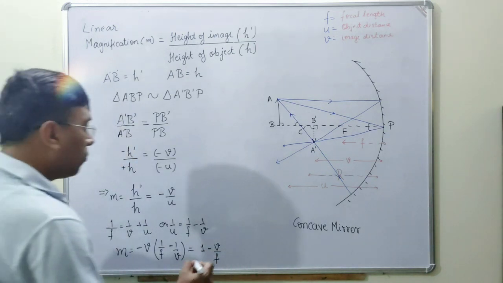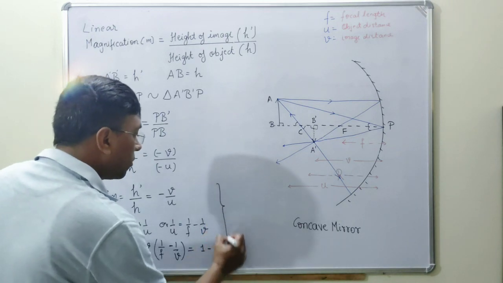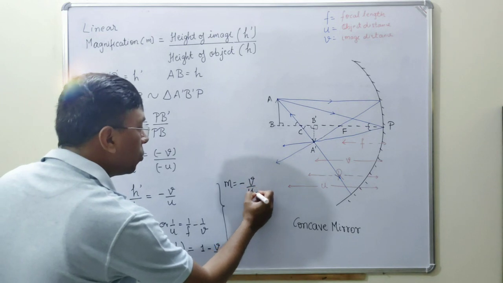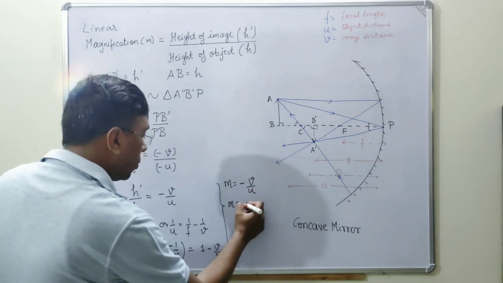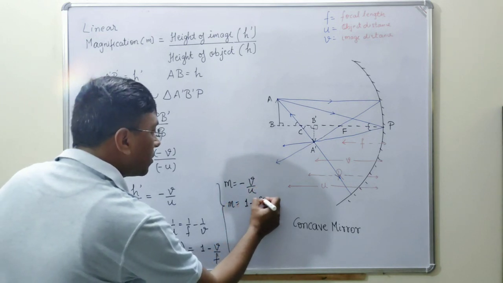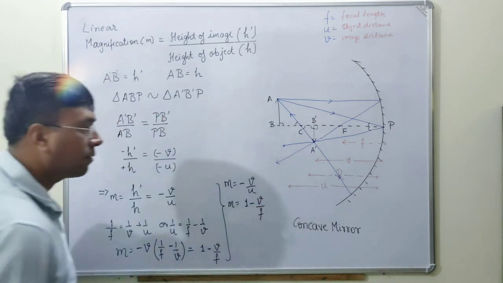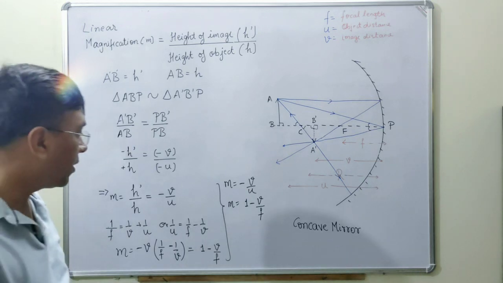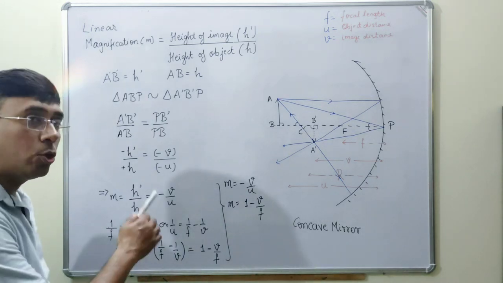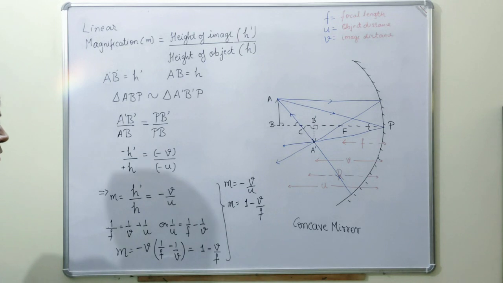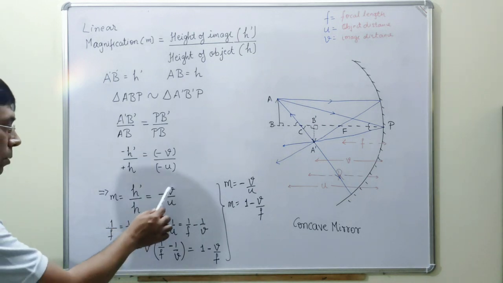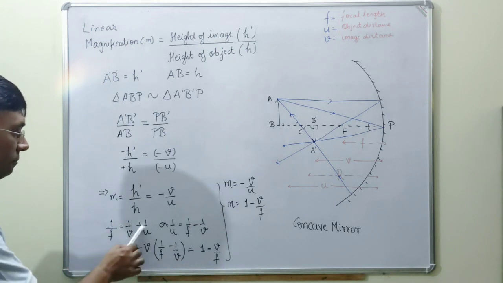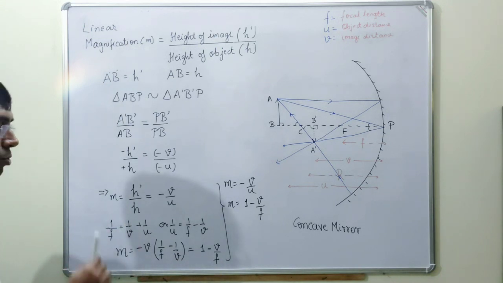So here we have got two formulas for the magnification, that is m equals minus v upon u as well as m equals 1 minus v upon f. Similarly, you can also write the formula of magnification in terms of u and f. In that case, you simply need to replace the value of v using this mirror formula, and write the value of v in terms of u and f.